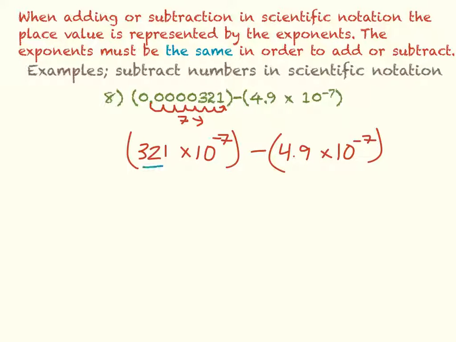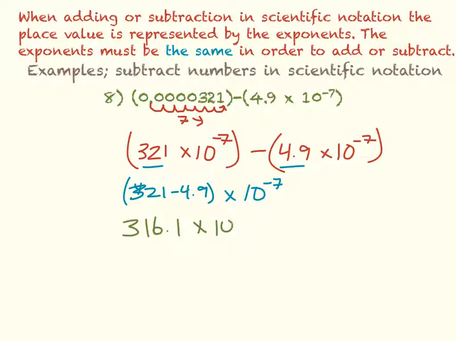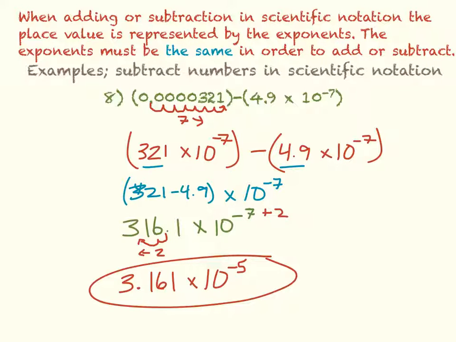So then I'm going to put my numbers together. 321 minus 4.9 times 10 to the negative 7th power. So 321 minus 4.9 is going to give me a 316.1 times 10 to the negative 7th power. But I need to put it back into scientific notation, so move it 2 spots to the left. So that means I'm going to add 2 to my exponent. So that's going to give me 3.161 times 10 to the negative 5th power, and that is your final answer.